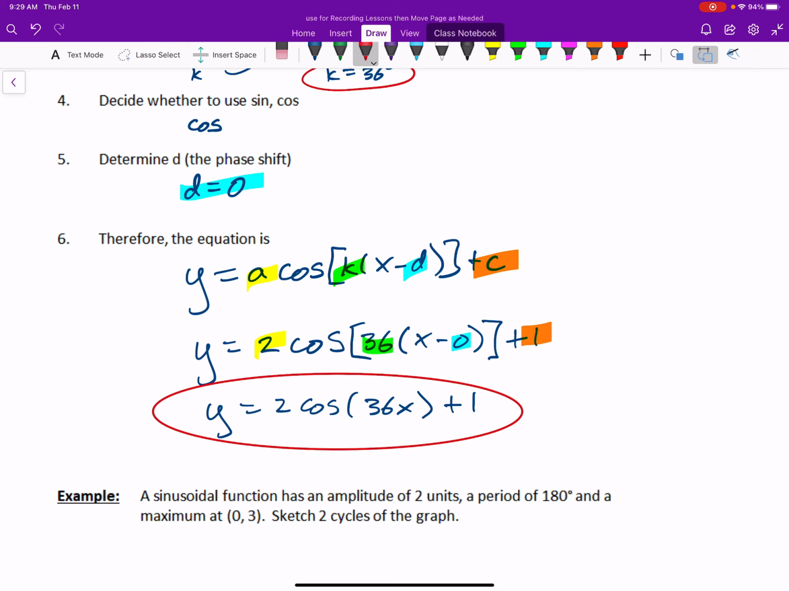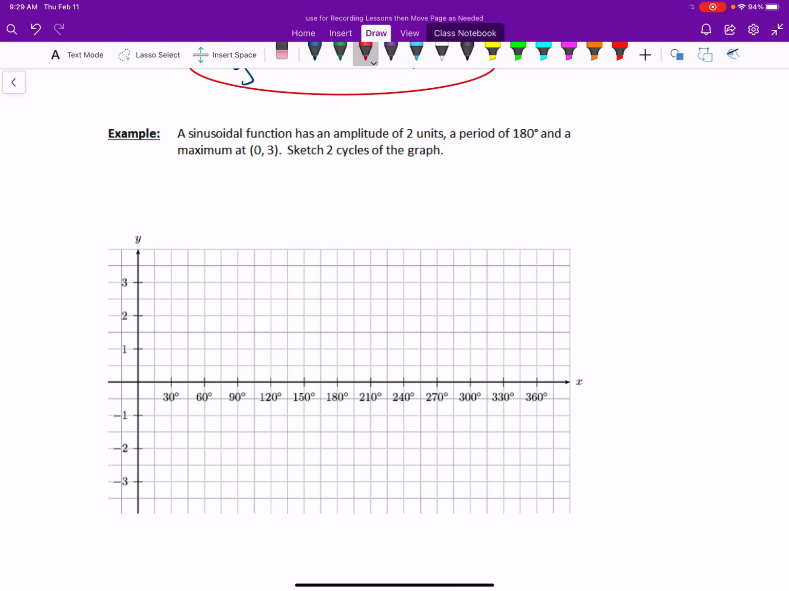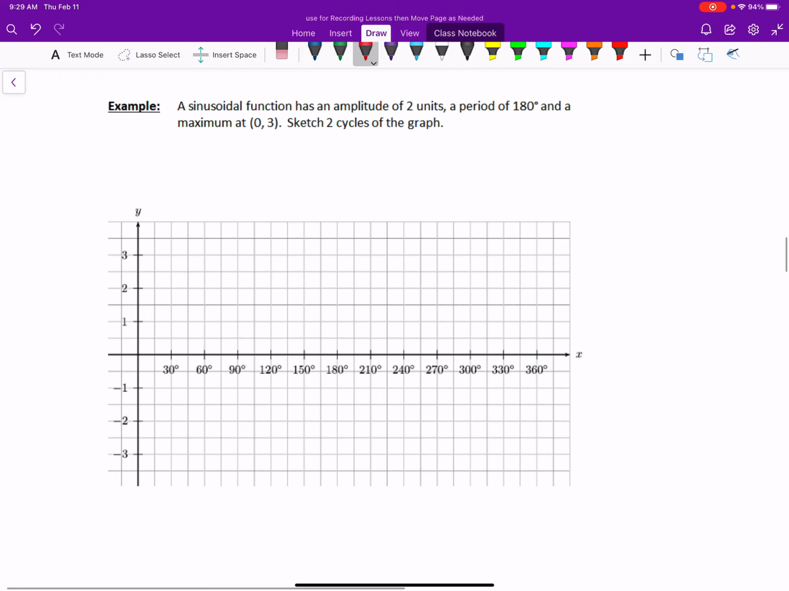And last example. A sinusoidal function has an amplitude of 2 units, a period of 180 degrees, a maximum at (0, 3). Sketch 2 cycles of the graph. Well, we've already done this kind of stuff. This is not transformations. Well, I guess it kind of is, but really it's just using our common sense and putting things together.